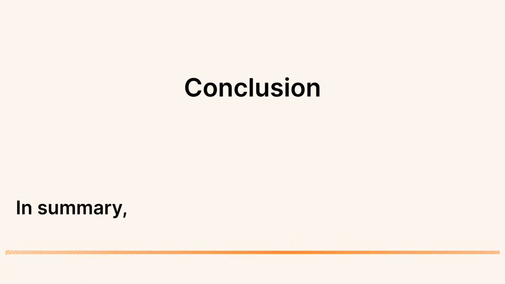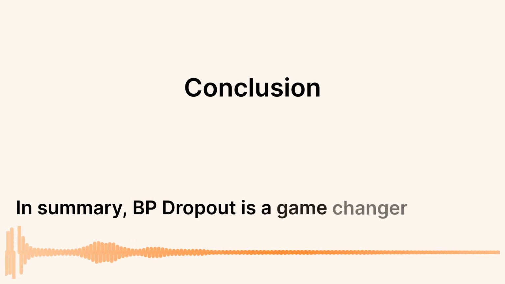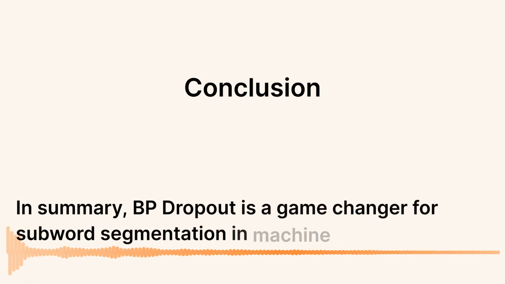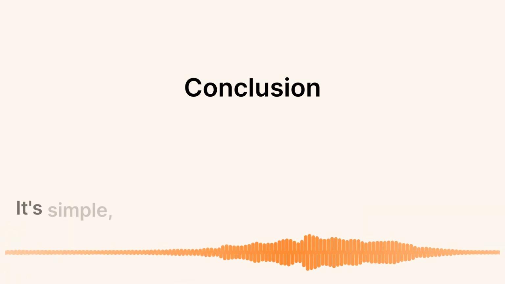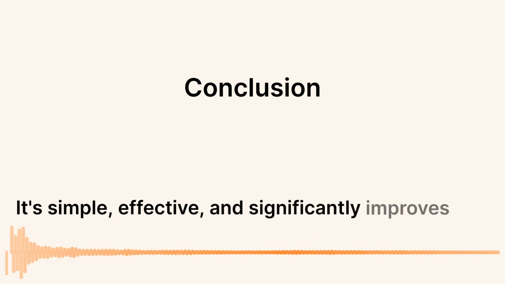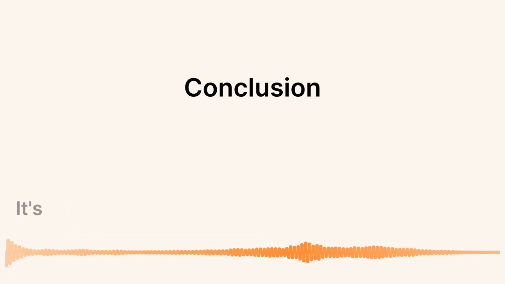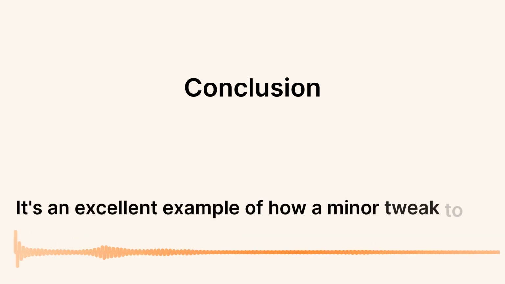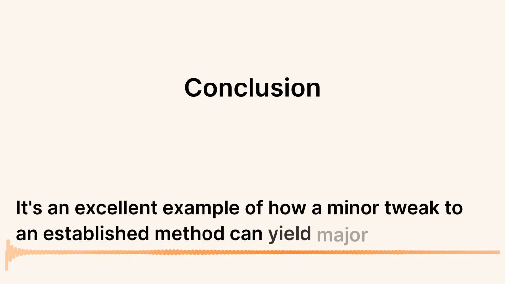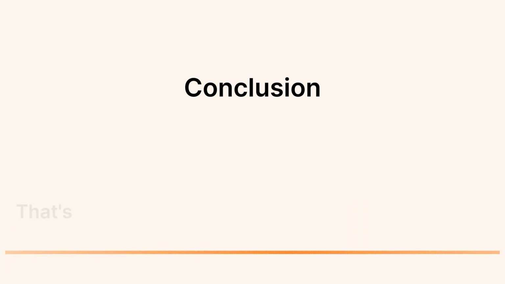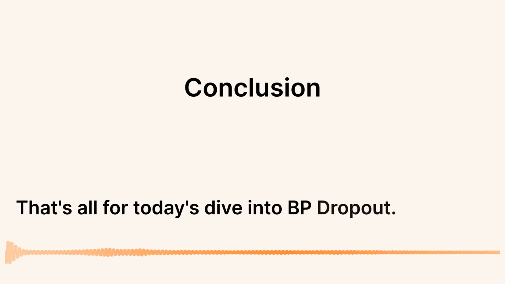In summary, BPE dropout is a game-changer for subword segmentation in machine translation. It's simple, effective, and significantly improves both the quality and robustness of translations. It's an excellent example of how a minor tweak to an established method can yield major performance gains. That's all for today's dive into BPE dropout.